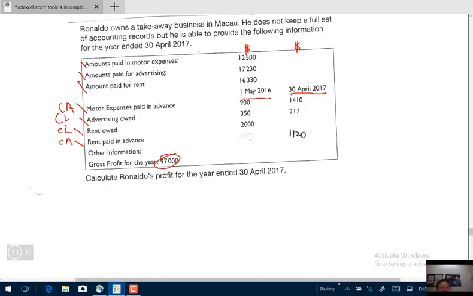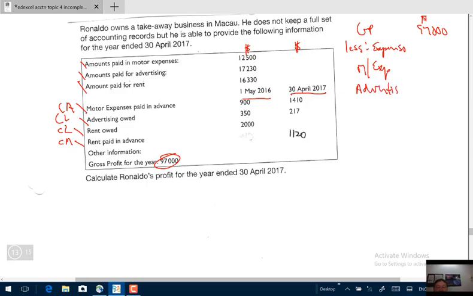Now calculate profit for the year. To calculate profit for the year, you start with your gross profit, which we're given as 97,000, and we have to deduct expenses. And your expenses, you surely know, are motor expenses, advertising.